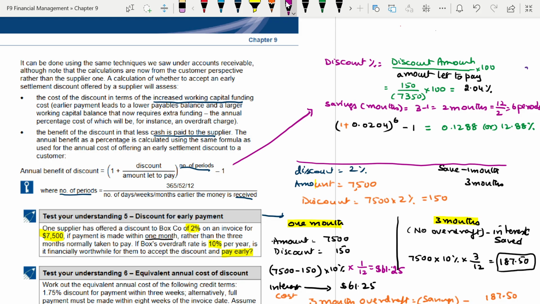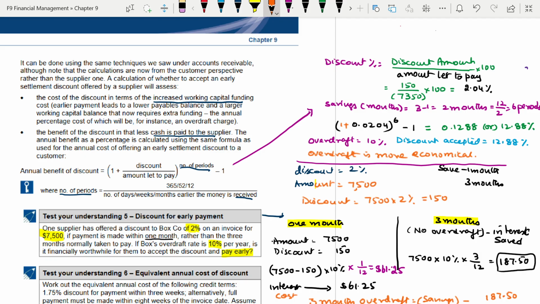Now you see, if you take the overdraft, what is the percentage? 10%. If you take the discount accepted, the cost is 12.88%. Which one will you take? Overdraft. Overdraft is more economical.